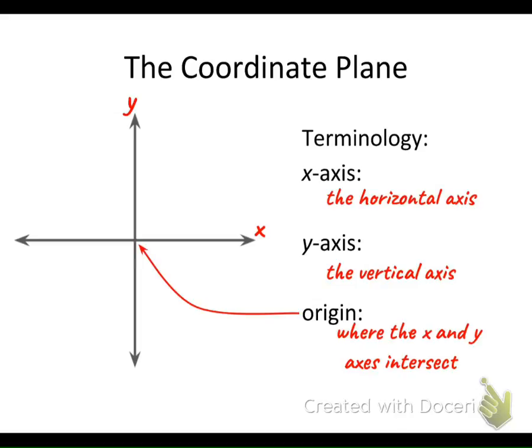So, terminology. You have the x-axis. You need to write this down on the right side of your paper. Go ahead and label it to the right-hand side. Your x-axis is the horizontal axis, meaning it runs from left to right. So go ahead, write the definition, and then make sure you label your x-axis there.